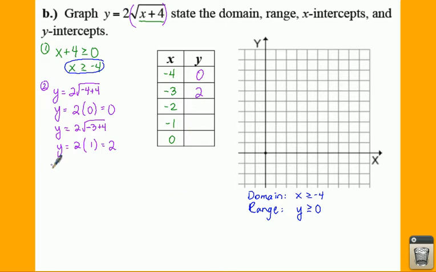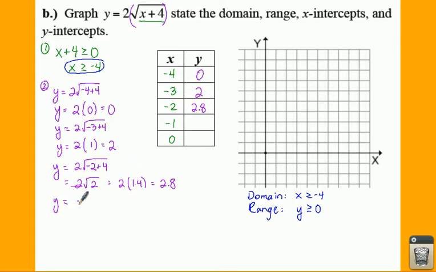Let's plug in a -2. We're going to say 2 times the square root of -2 plus 4. Nope, sorry, that's a 4 there. I'm thinking ahead. So we get 2 times the square root of, that's positive 2 on the inside. Anybody know what the square root of 2 is? Jorge? Yes, that's correct. It is 1.4. So 2 times 1.4 gives us 2.8. Then we plug in a -1.